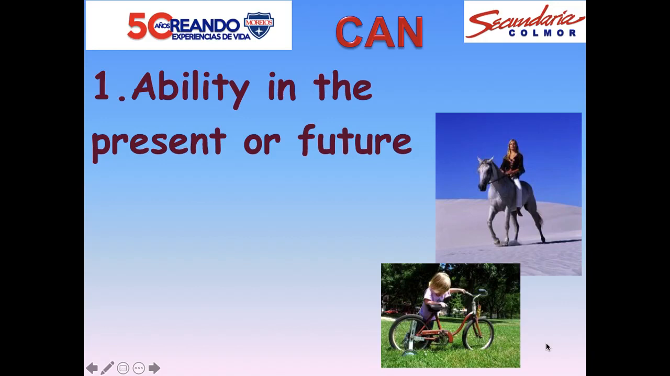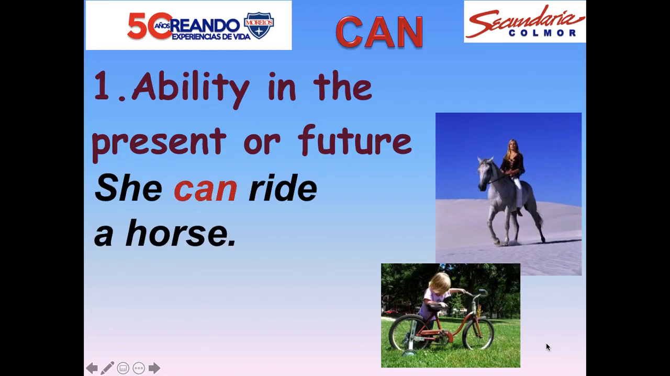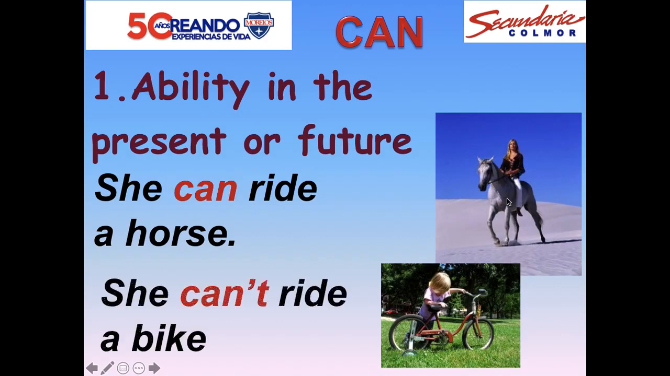For can, we have ability. The modal can is used for ability in the present or the future. For example, she can ride a horse in this picture, but in the second picture we have that she can't ride a bike.